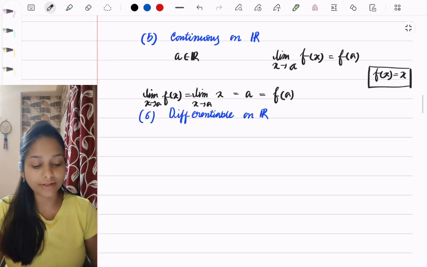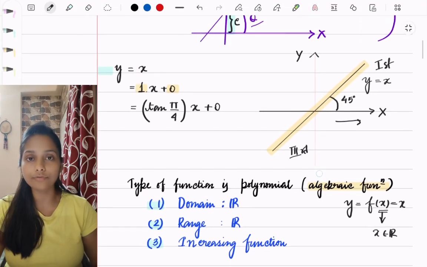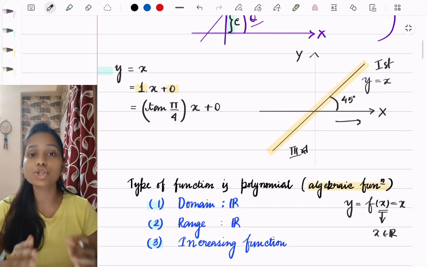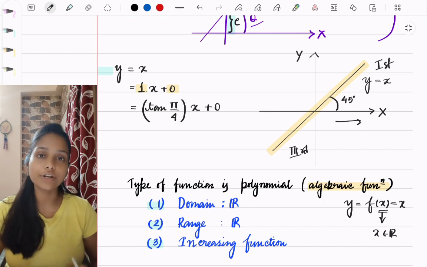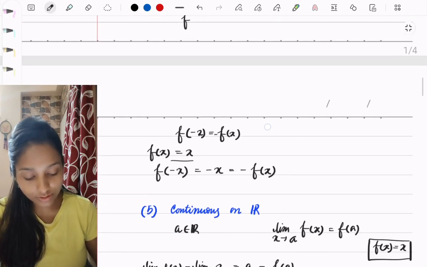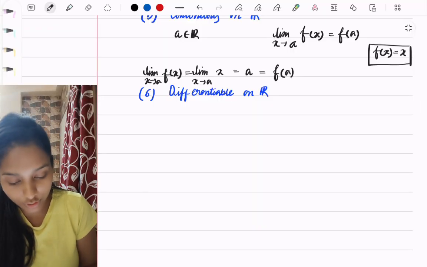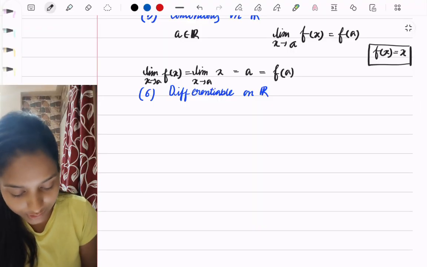Next, for differentiability. We can see from the graph, if the graph has no sharp edge, then the function is differentiable at that point. Also, for the y equals x function, there is no sharp edge in the graph. So the function must be differentiable on R. So again, we can prove it.